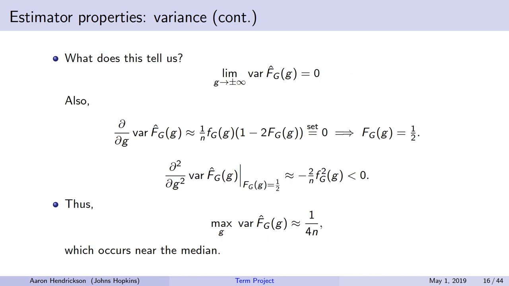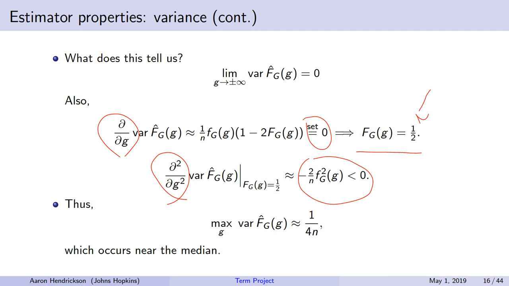And so if we go on here, just some facts this tells us: if we look at this approximate variance, and we take G to plus or minus infinity, we get 0. So we know the variance approaches 0 in the limit. And we also know, if we evaluate the derivative of this estimate and perform our second derivative test, so we set the first derivative equal to 0 and solve, the solution must be when the distribution is 1/2, which happens to correspond to G as being the median, and we can take the second derivative and show that it is less than 0. So we know that the median point here is a maximum.